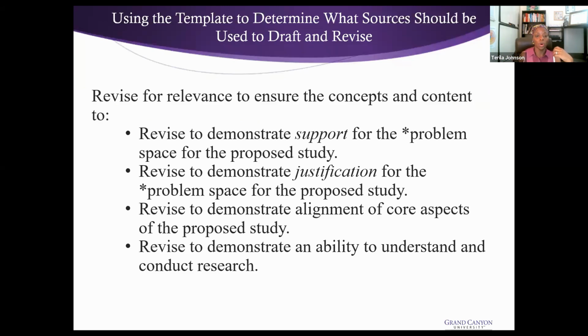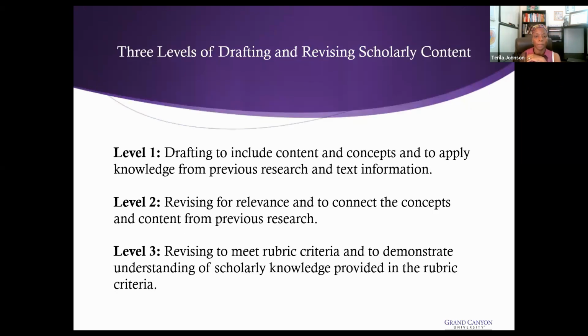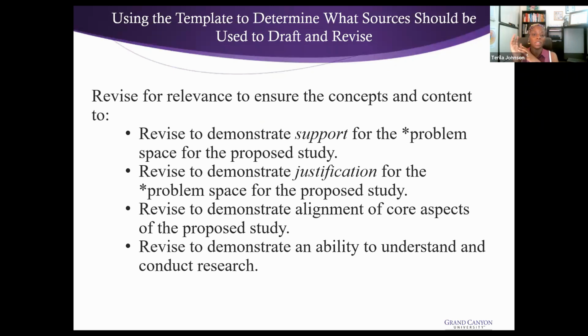All right. So this one here is actually 2nd level, level 2. So level 2 here. All right. So here, this is 2nd level. Now, when you're going in to revise, you have to make sure that previous research and text information actually support your problem space. It has to support it. So if you're pulling things in that don't actually support it, that could be an issue. So what does it mean to actually pull things in to support it?